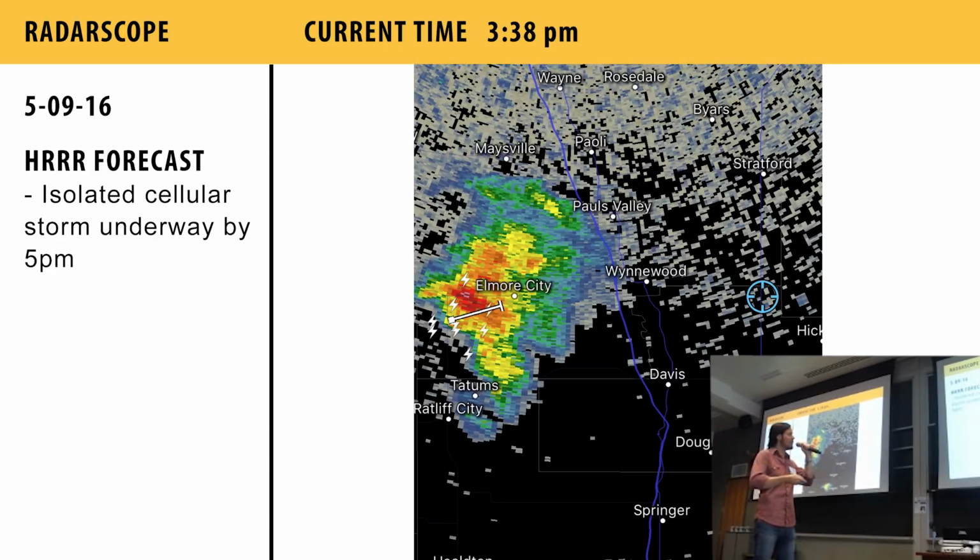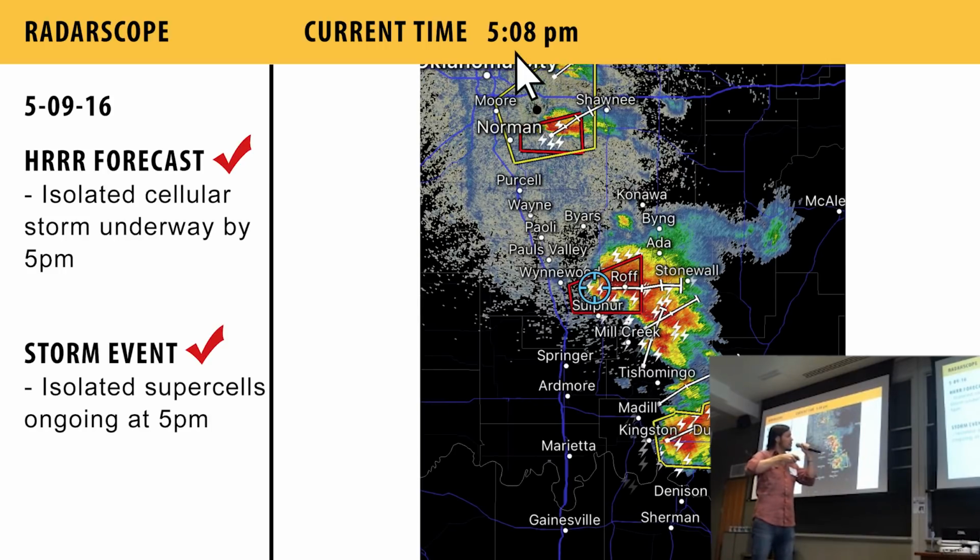There's probably not going to be a whole lot of forecasting from this point on. So the HRRR, we were expecting cellular structure by 5 p.m. That's the only forecast that we were able to get that day. 3:38 p.m., we've got that cell. And then 5:08, here's a grab. And so, yeah, we've got cellular structure east of I-35, north of the Red River, a little bit more intense in coverage, but still pretty darn good.